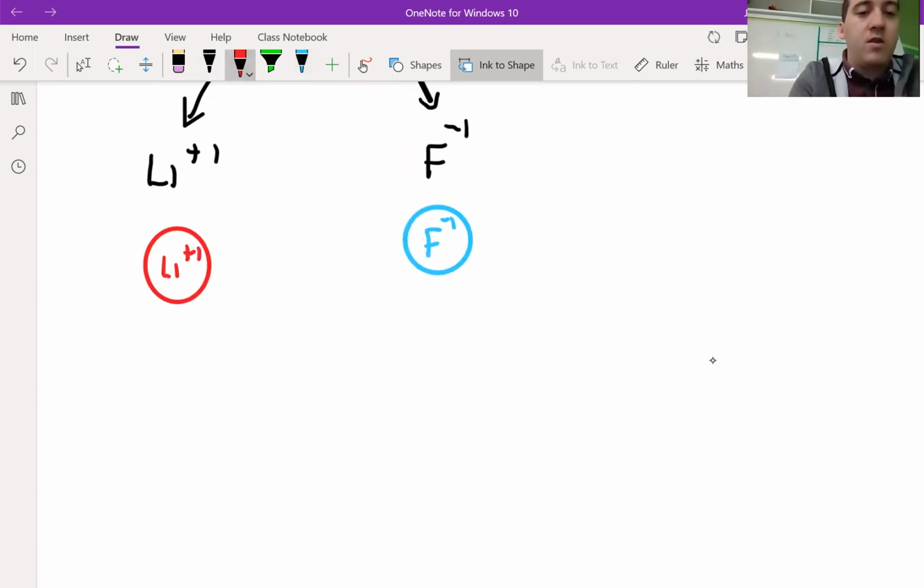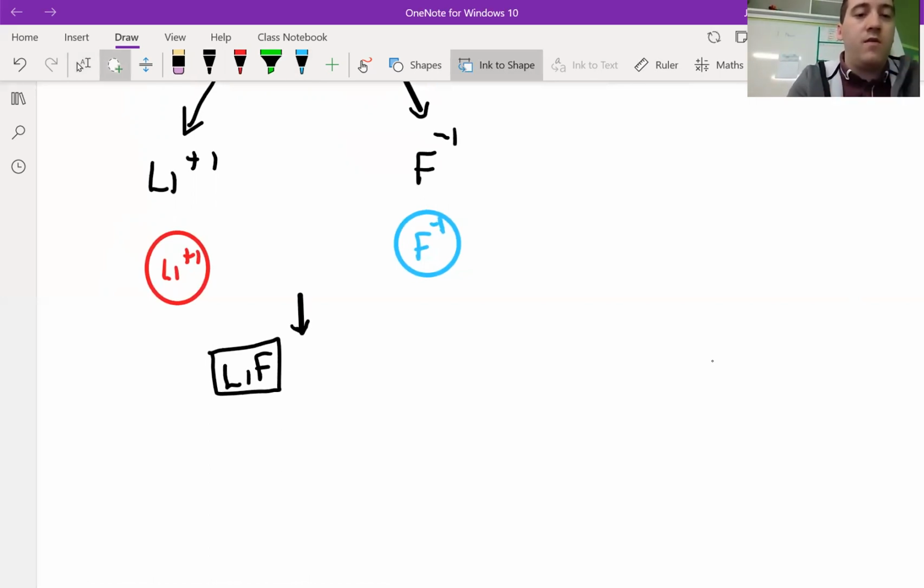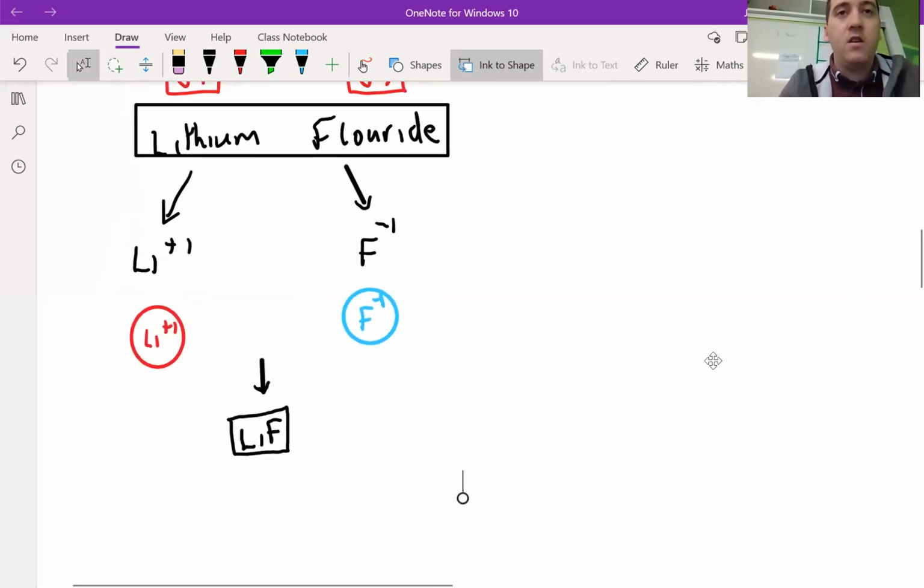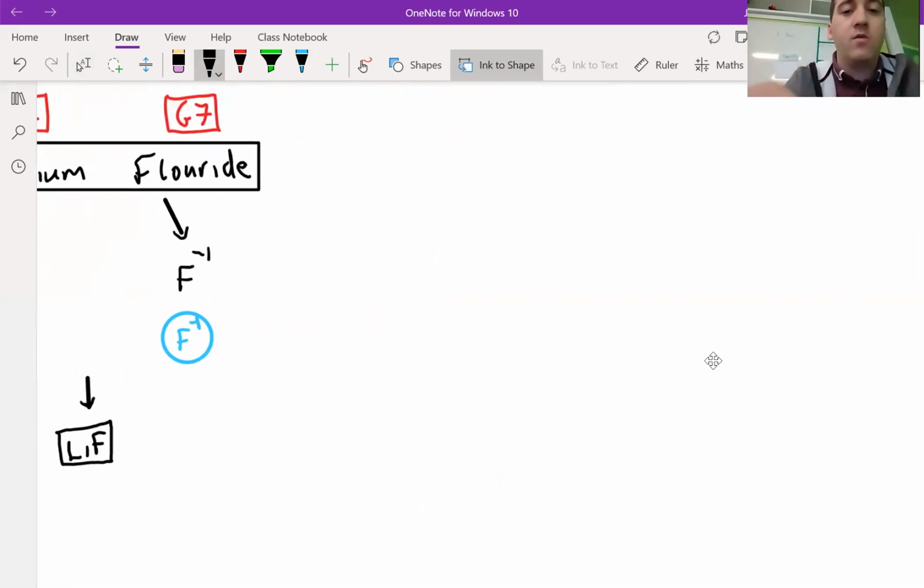This is Li+, and as you can see, to get them to have no charge overall, we need one of each. So we get the formula 1 Li and 1 F, lithium fluoride. We put these two together, plus 1 and a minus 1, we get neutral 0. So the formula for this particular compound is LiF. Okay, let's have a look at another one. This one is called magnesium.